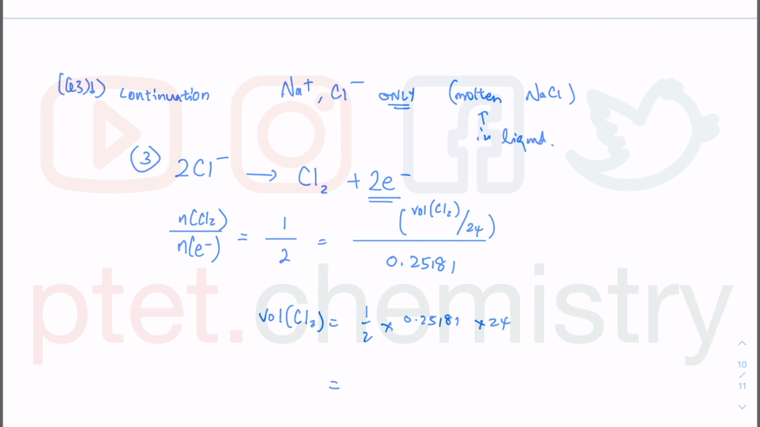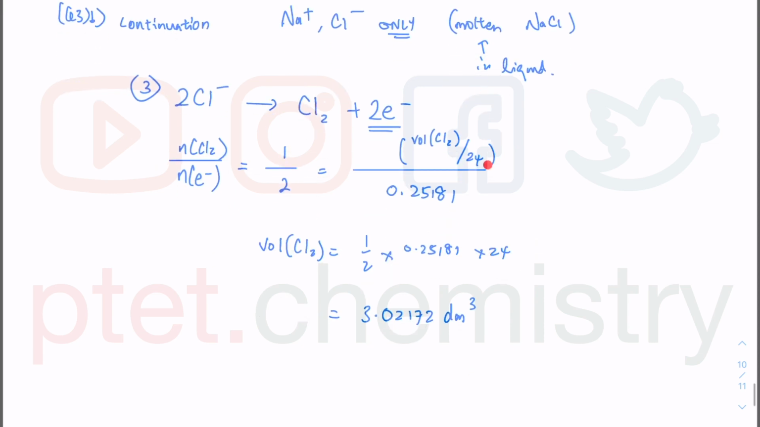So half times this times 24, I get an answer to be 3.02172 dm cube. And in fact, I should use 24. I just saw the unit given in the blank space for the answer. Volume of chlorine equal to blank space dm cube. So I use 24 dm cube per mole because this will be in dm cube. I do not want to have that many significant figures.